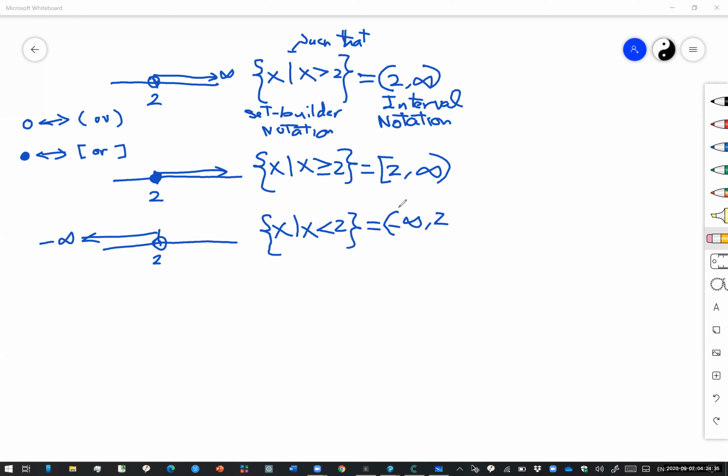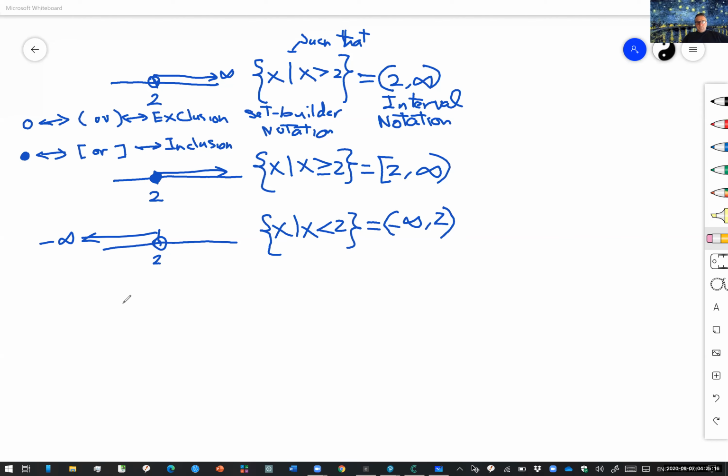Is 2 included? No. 2 is not included. So we go ahead and put parentheses. Not the bracket. Remember, bracket is associated with closed circle and inclusion. Parentheses is associated with the open circle and exclusion. So here we're going to have parentheses as well.